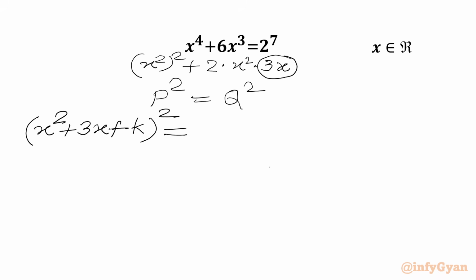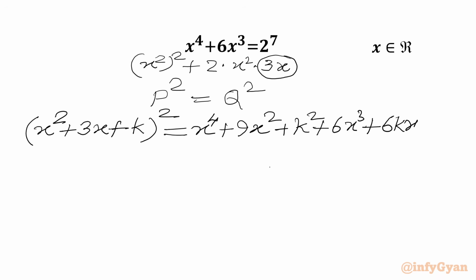Let us expand using a plus b plus c whole square identity. X square whole square is x power 4. 3x whole square is 9x square plus k square. A square plus b square plus c square is done. Now we'll write plus 2 times x square times 3x, 6x cube, plus 2 times 3x times k, 6kx, plus 2 times k times x square, 2kx square.